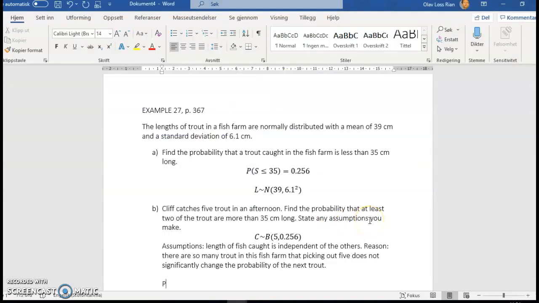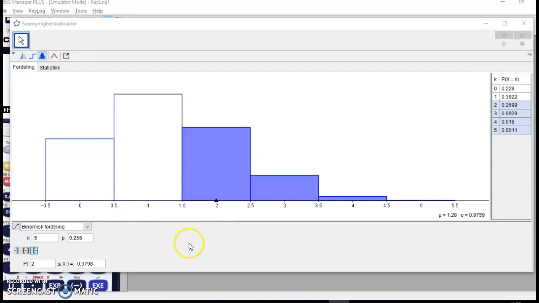So I'll just write this down. And I'm sorry, I saw it. I made a rookie mistake here. I said that the probability in each trial is 0.256. It's not, because 25.6% was the probability that a trout is less than 35 centimeters. And we're talking about the probability that at least 2 of the trout are more than 35 centimeters long. The probability of more than 35 is 1 minus this probability here.